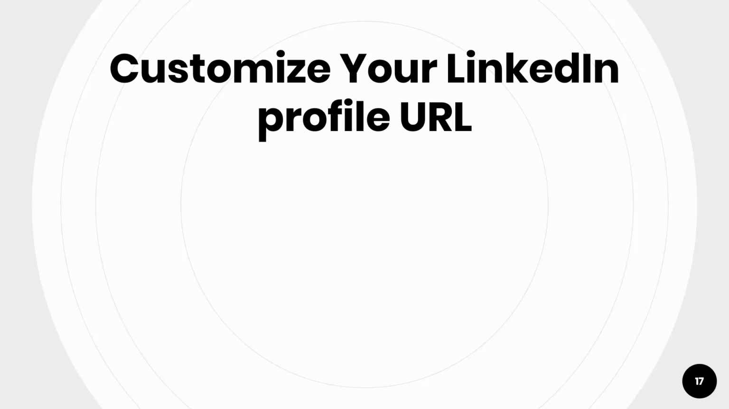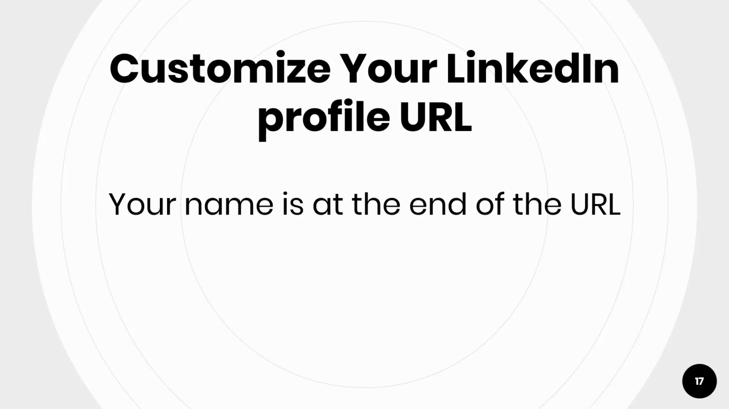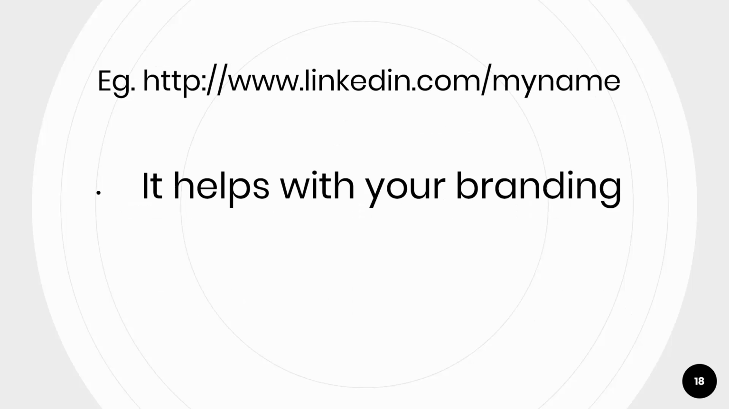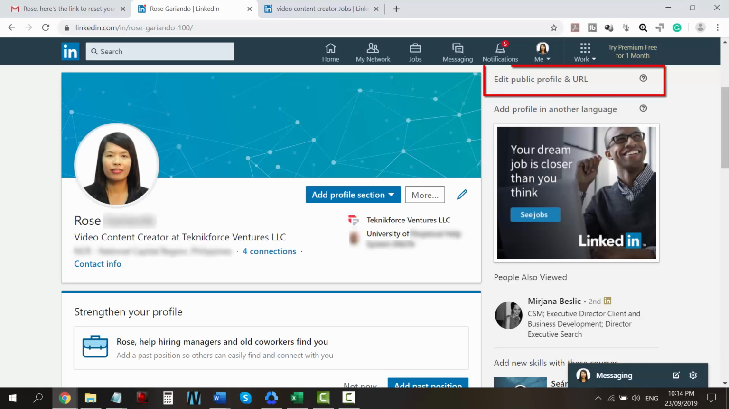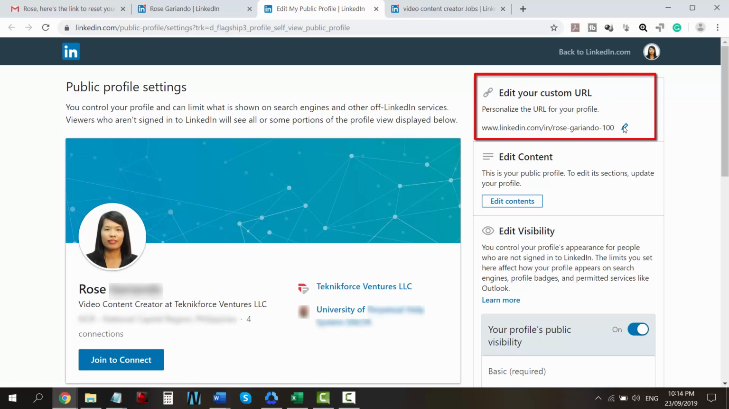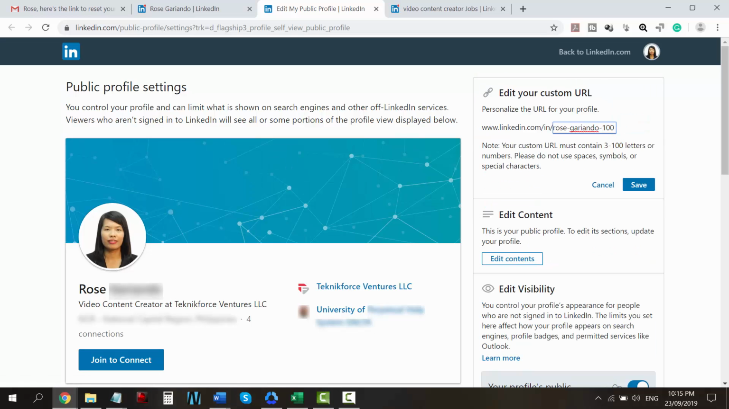Customize your LinkedIn profile URL so that it will be your name that is at the end of the URL. It helps with your branding and it will be easier to remember too. To do this, click Edit Public Profile and URL. This is the area where you can modify your URL. Change it to your name.